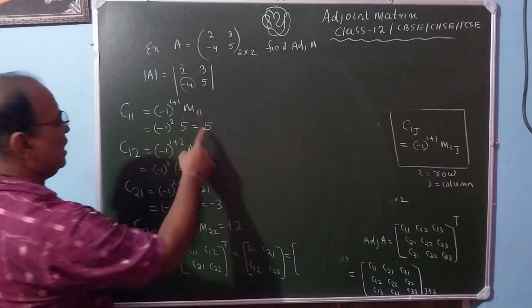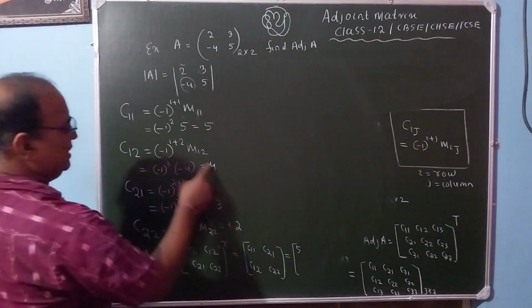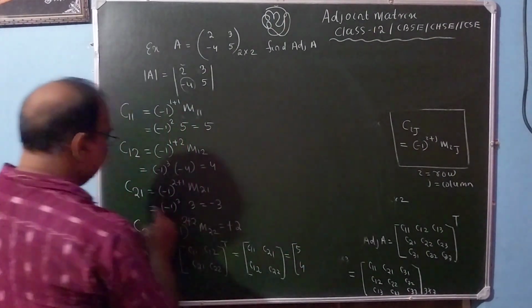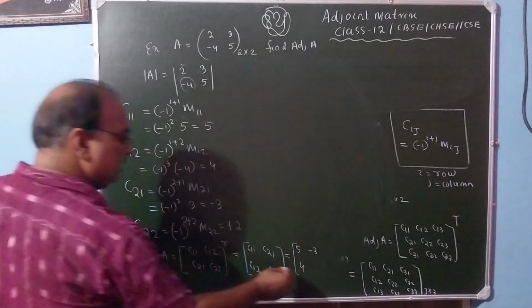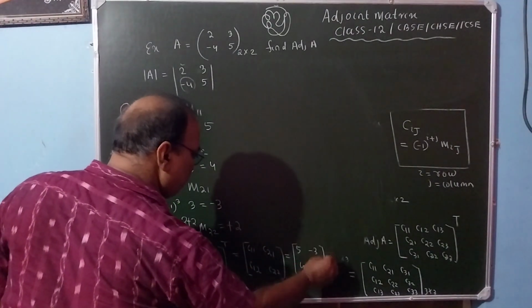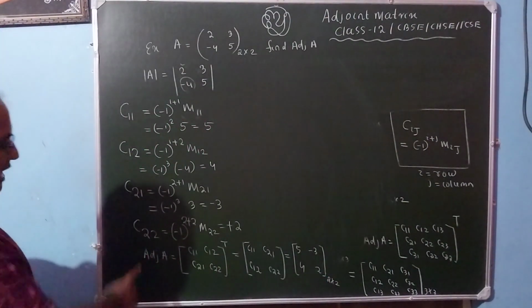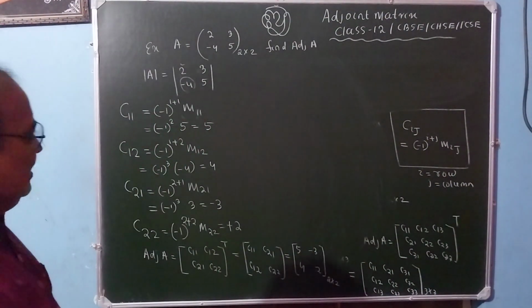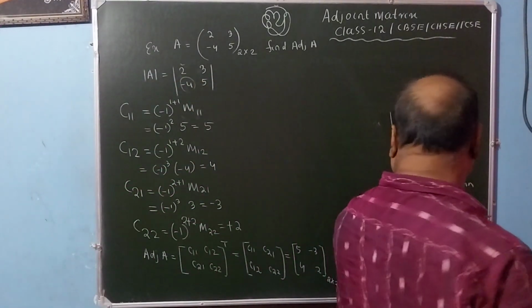C11 means it is 5. C12 means it is 4. C21 means it is -3. C22 means it is 2. So it is a 2 by 2 matrix. Adjoint of A. Okay. The adjoint of A is coming out.